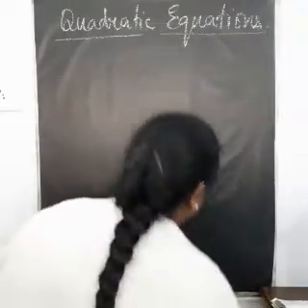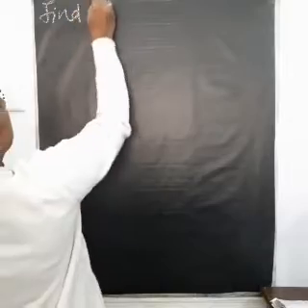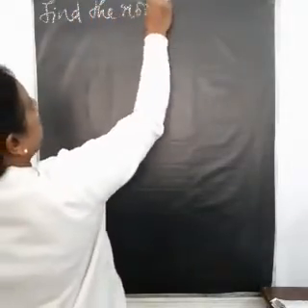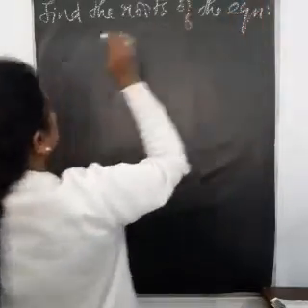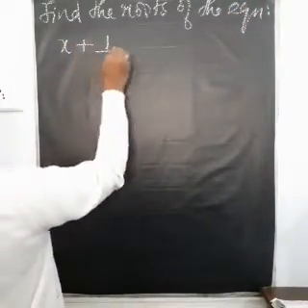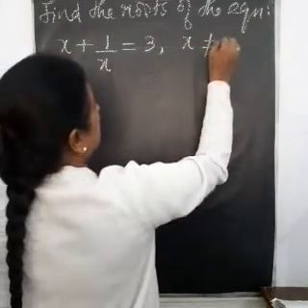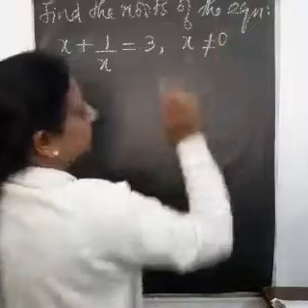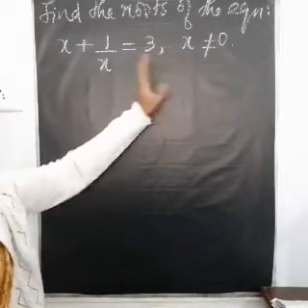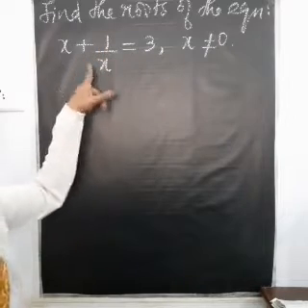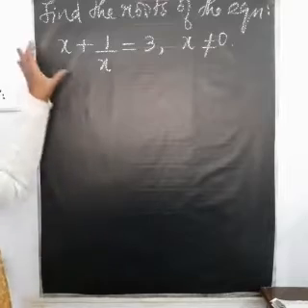Find the roots of the equation x plus 1 by x equal to 3, where x is not equal to 0. Now, why is this condition given? Because if x is equal to 0, then this will become invalid. It will become infinity, so we cannot solve the sum. So, this is the sum.